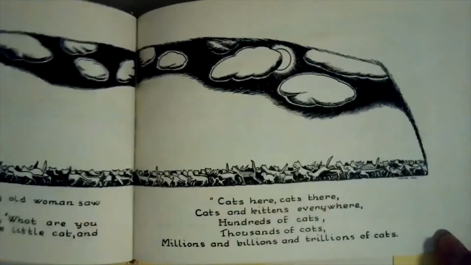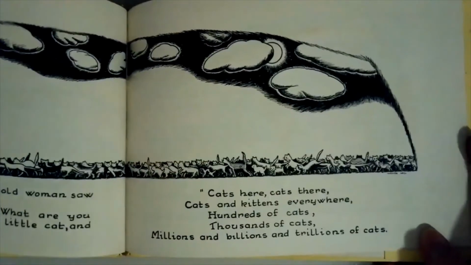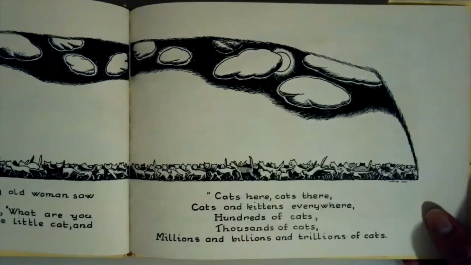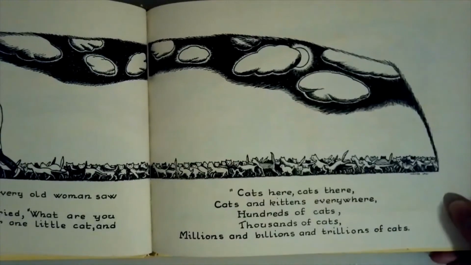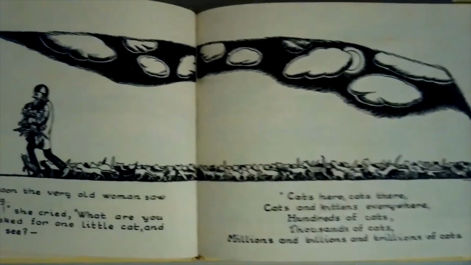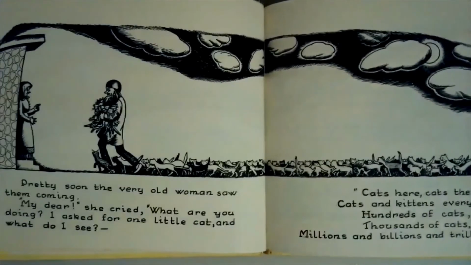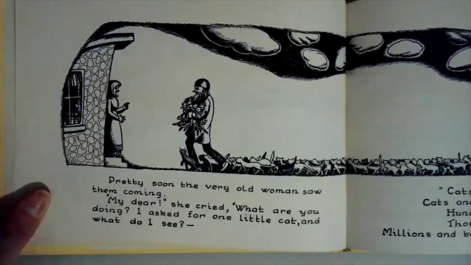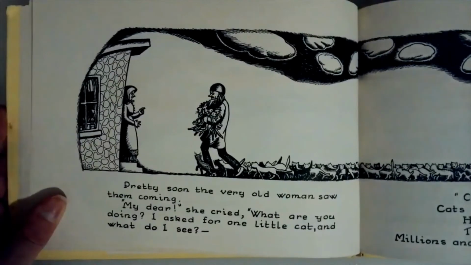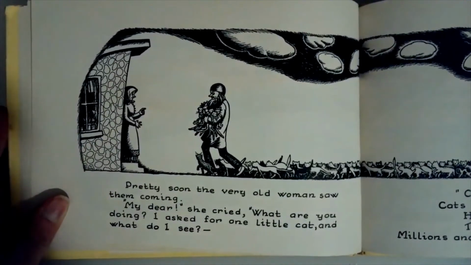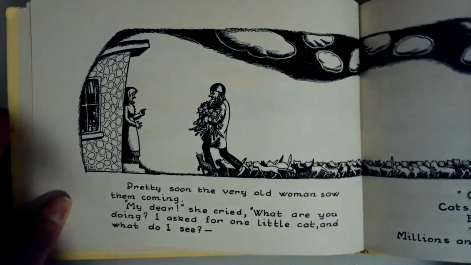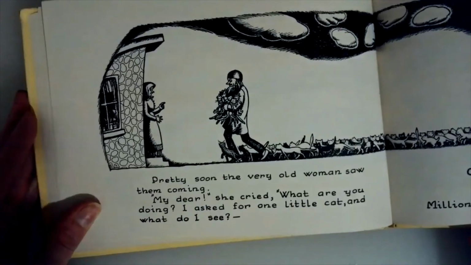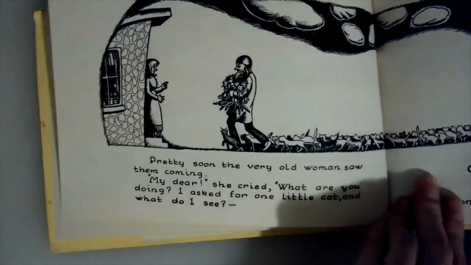Pretty soon, the very old woman saw them coming. My dear, she cried, what are you doing? I asked for one little cat, and what do I see? Cats here, cats there, cats and kittens everywhere, hundreds of cats, thousands of cats, millions and billions and trillions of cats.